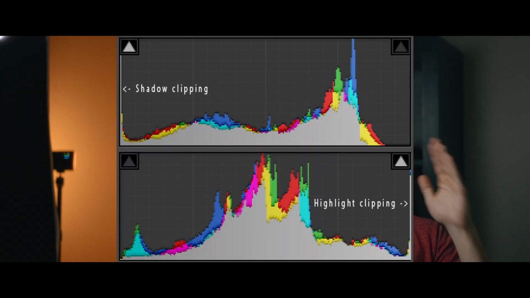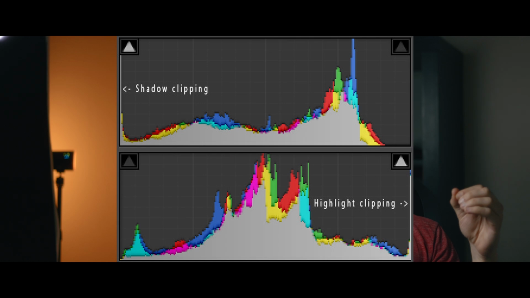So what this is going to do is it's going to help you from over or underexposing, because whenever it gets too far on one or the other end, it's going to lose information. So if it's all the way hugging one side and it's shooting up through the roof on that side, that means it's clipping and you're losing information on the photo.